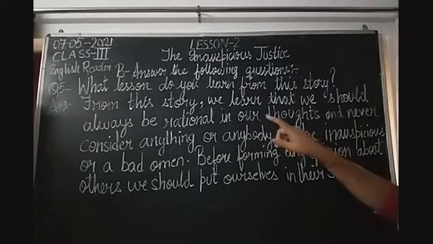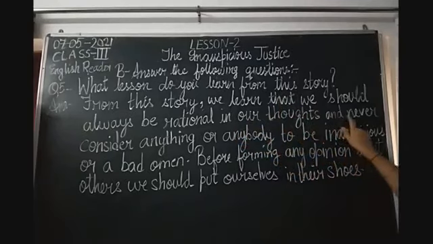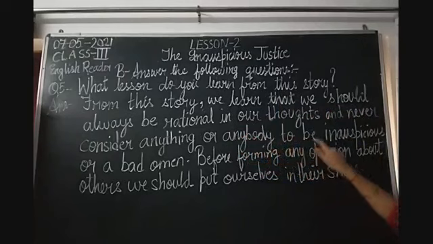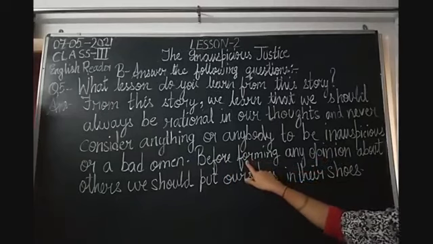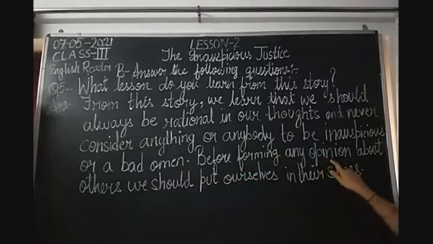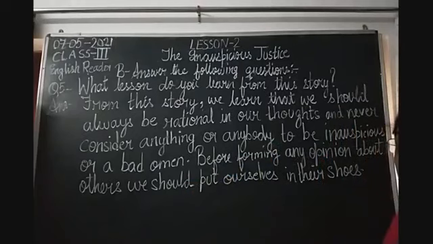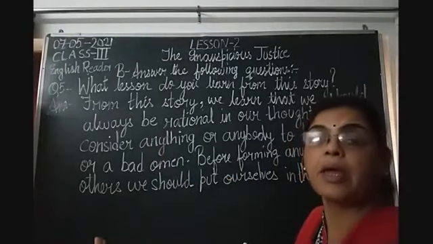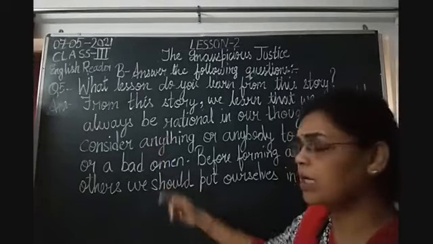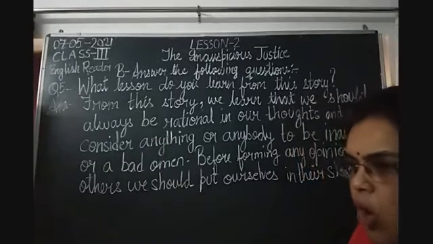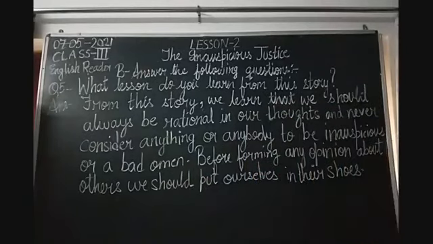So the answer is, from this story we learn that we should always be rational in our thoughts and never consider anything or anybody to be inauspicious or a bad omen. Before forming, this is forming, F-O-R-M-I-N-G, before forming any opinion, O-P-I-N-I-O-N, opinion about others, we should put ourselves in their shoes. Put ourselves in their shoes, we have to think by placing ourselves in their place. Bad omen means apshagun, so we will not think of anything as an ill omen or unlucky if we put ourselves in their place.